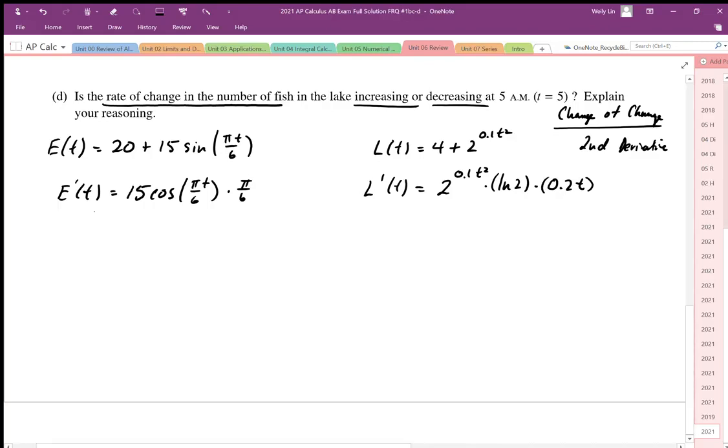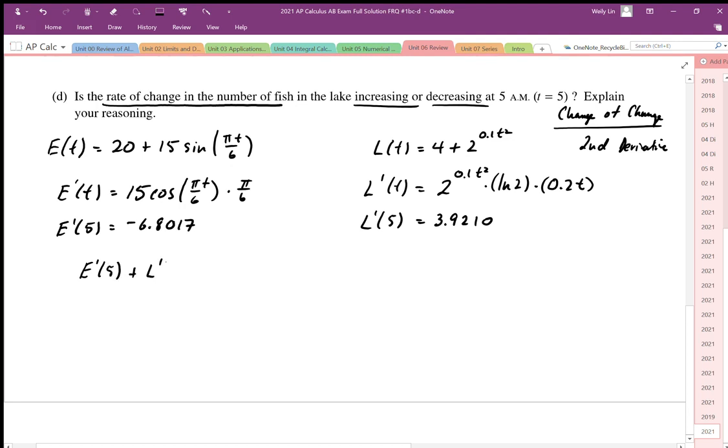And evaluating E prime at 5, we end up with negative 6.8017. And doing the same for L prime at 5, plugging into the function here, we end up with plugging that all in. It looks like it is going to be equal to 3.9210. And that's positive.